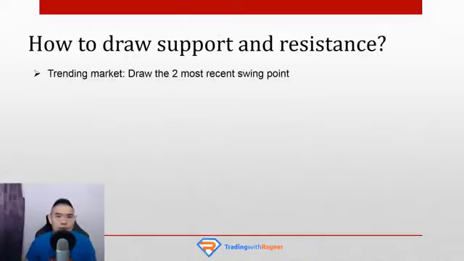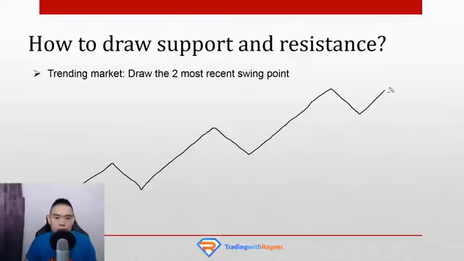Let me explain. Let's say the market is in an uptrend. Hit higher, pull back, hit higher, pull back, hit higher, pull back, and hit higher. At this point, you have a number of swing lows: 1, 2, 1 here, 2 here, and 3. But my suggestion is to draw the two most recent swing lows as support, meaning you just draw a support like this, and then another one over here.